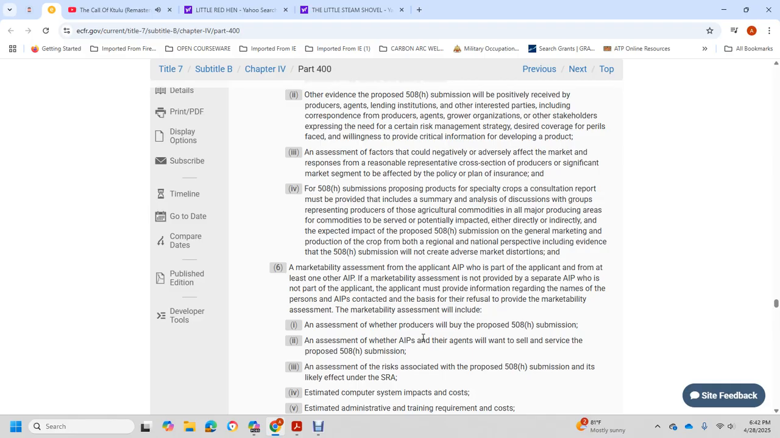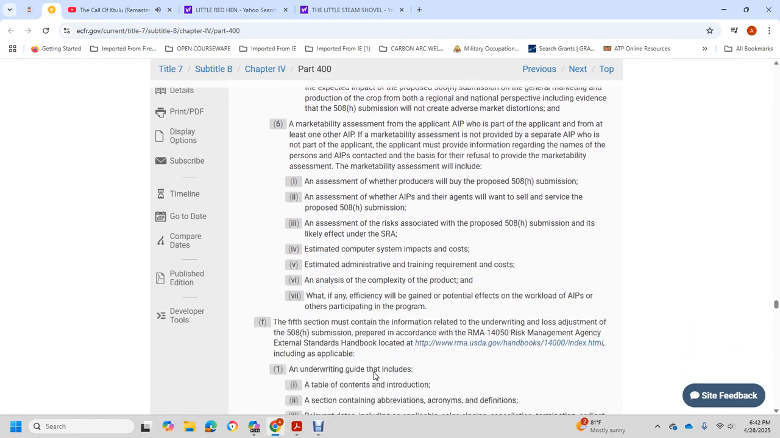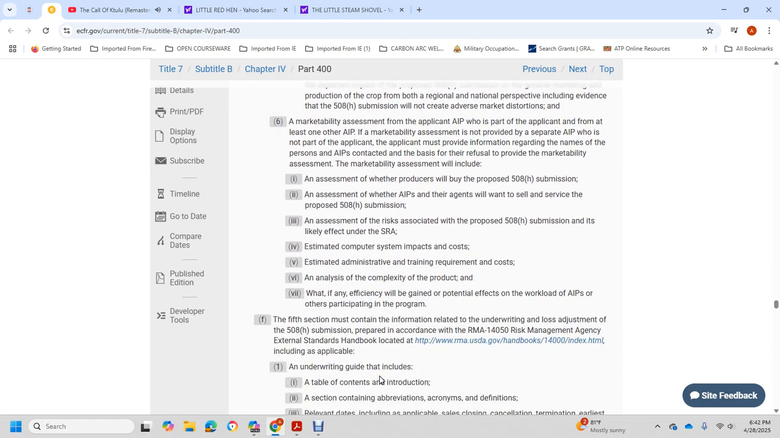The risk associated with the proposed 508(h) submission is legally effective with the SRA, with the system and the estimated computer system impact, the estimated administrative training requirement, and the call for the analysis of the complexity of the product where efficiency may be gained, and the potential effect of the proposed AIP for the other participating programs.